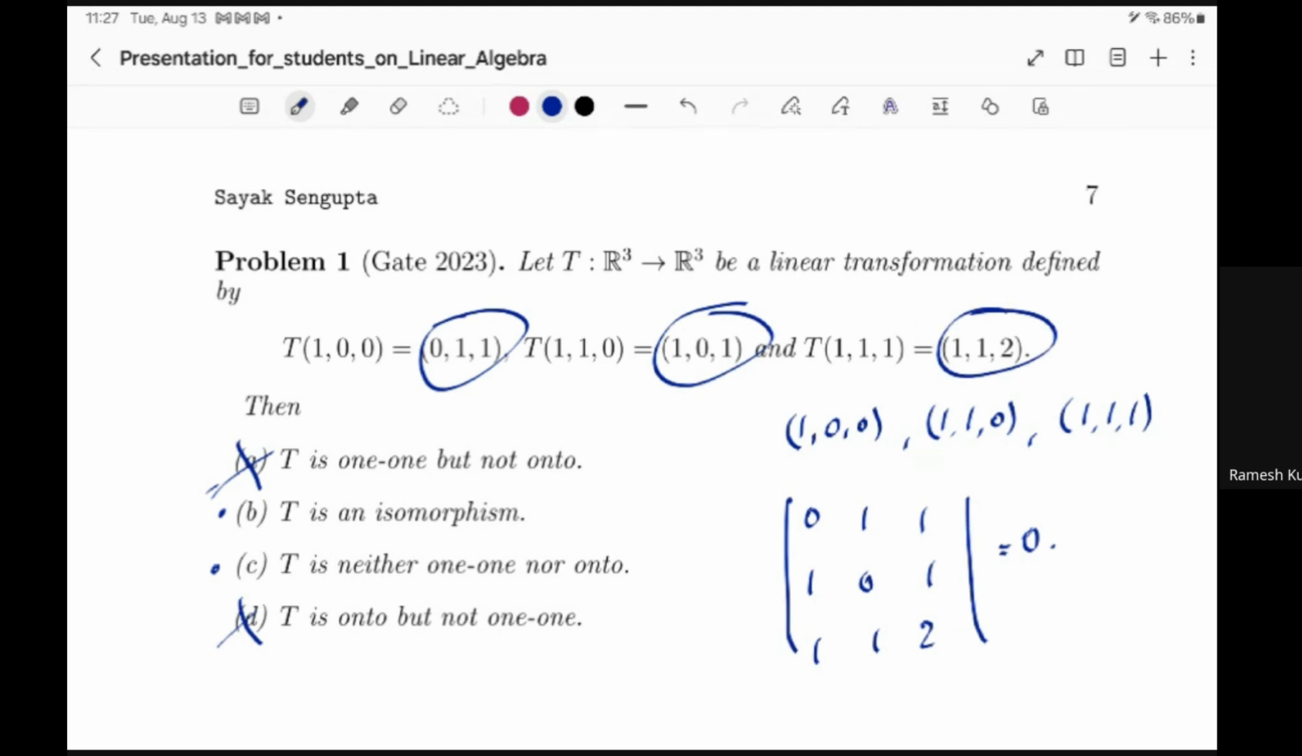And linearly dependent means it cannot be a basis. So a basis will not go to a basis. The basis is not taken by T to a basis. That means T cannot be an isomorphism, or in fact, in this case, it fails to be onto, and hence it cannot be an isomorphism. Okay. So this is the first problem that we have seen.